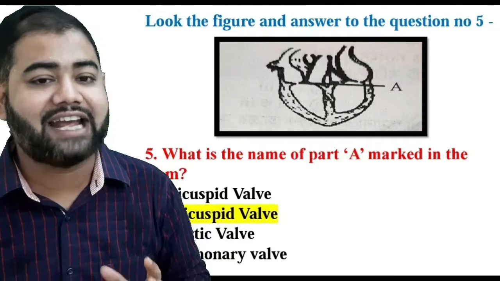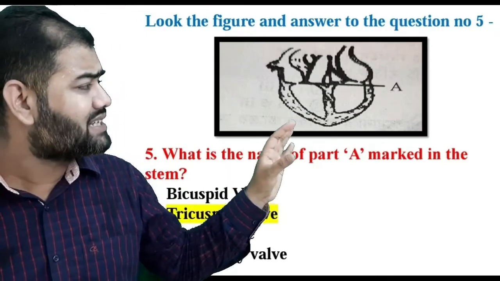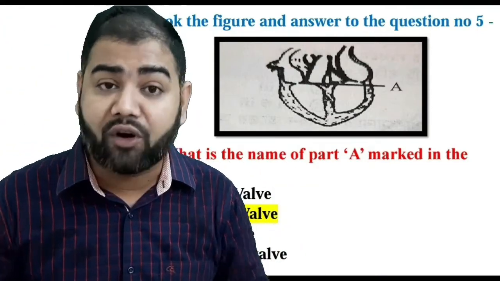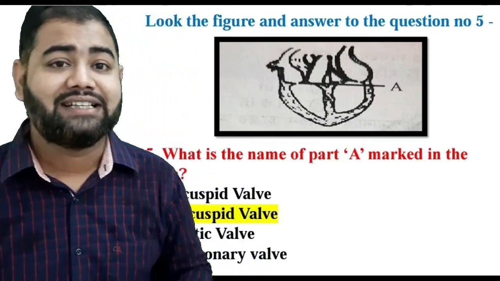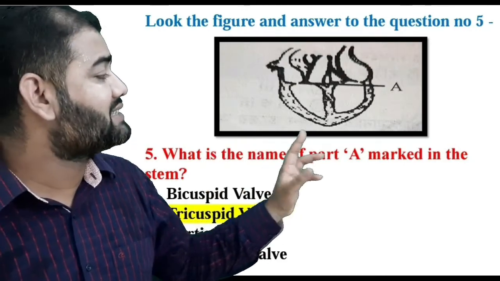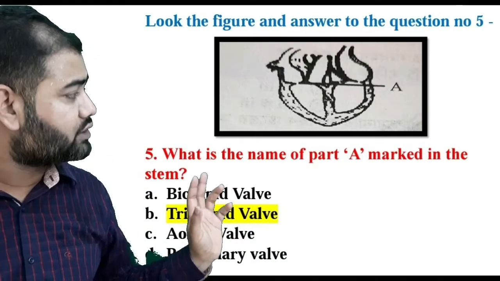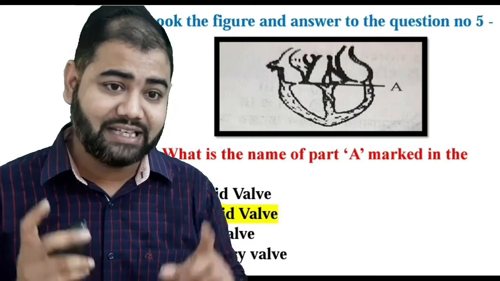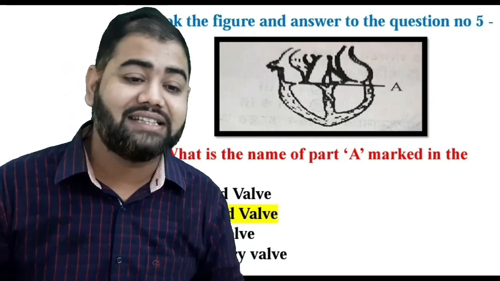Look at the figure and answer question number 5. Here you are seeing a figure. This is an important organ of the human blood circulatory system, and this is called the heart. Here A is the part of the heart marked in the figure, and question number 5 asks: what is the name of the part A marked in the stem? I repeat, what is the name of the part A marked in the stem?